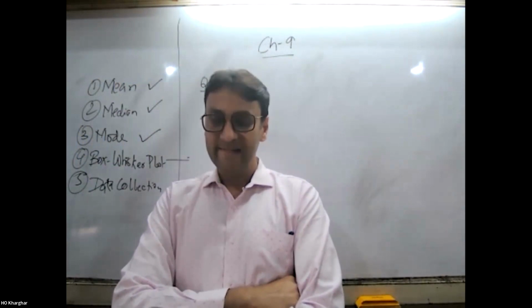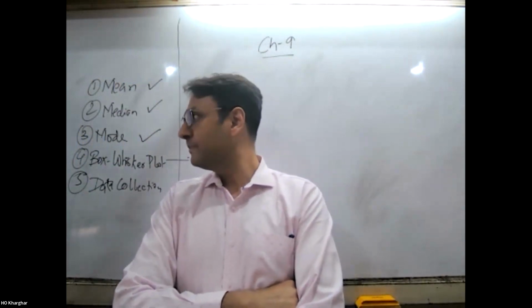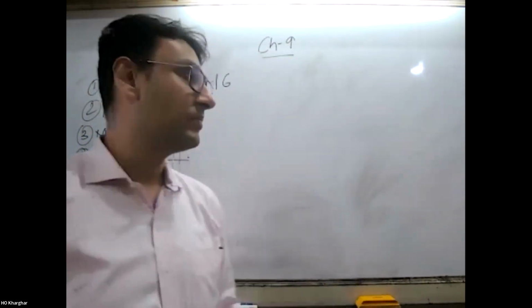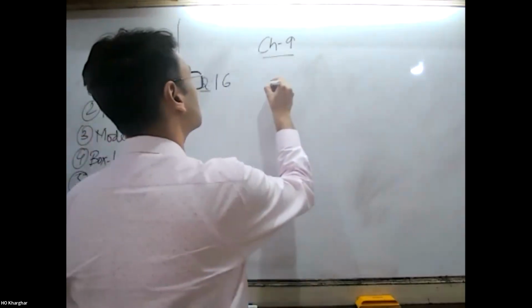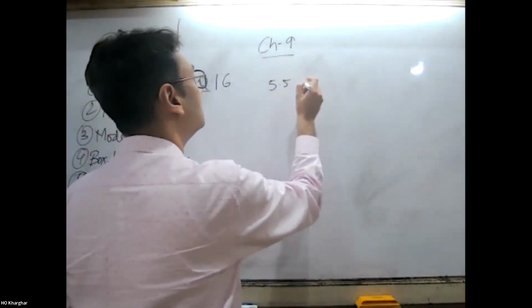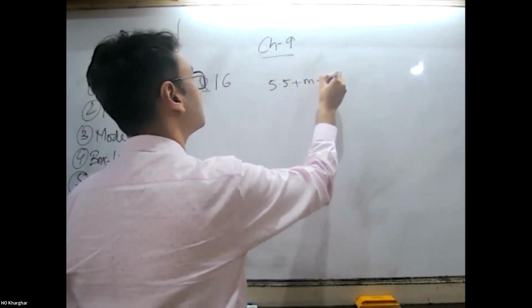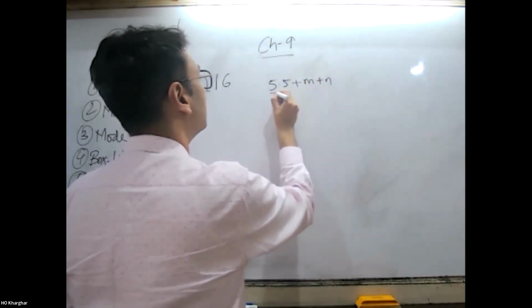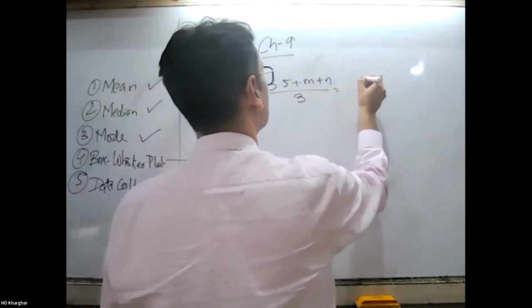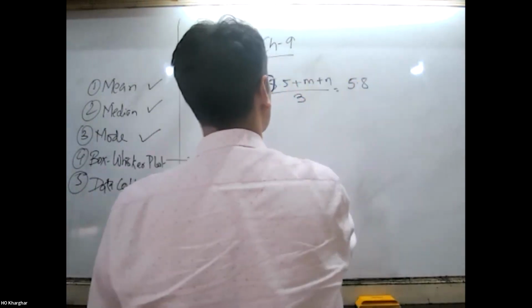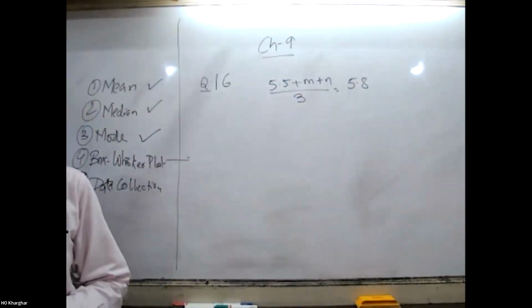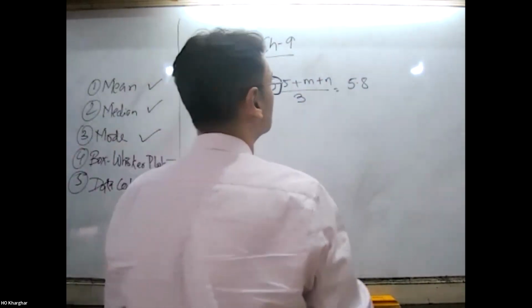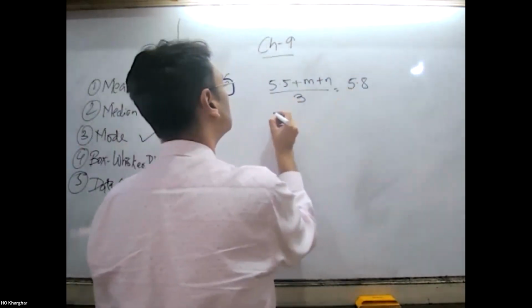5.8 equals 5.5 plus m plus n over 6. Okay, let me write this down. So 5.5 plus, let's say, m plus n, all over 6, equals 5.8. Now let's solve this. So m plus n equals 11.9.